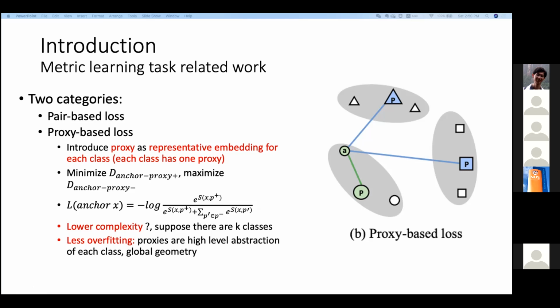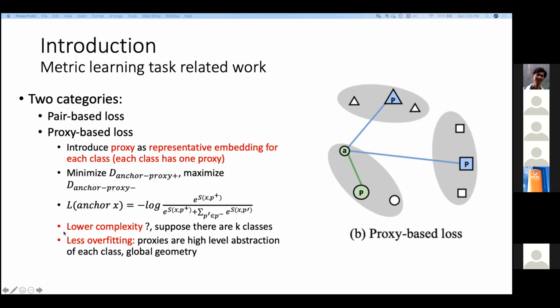That means each sample should be close to its own proxy and far from the other proxies, right? And I think Dr. Xiaoyan raised a good question: how do we derive the proxy? I think that will be covered later. If there's no question, let's keep continuing.